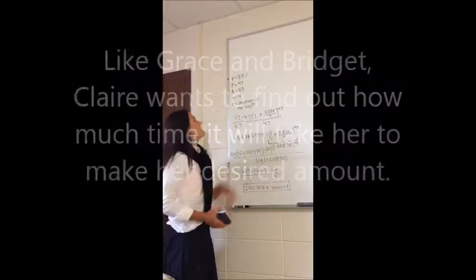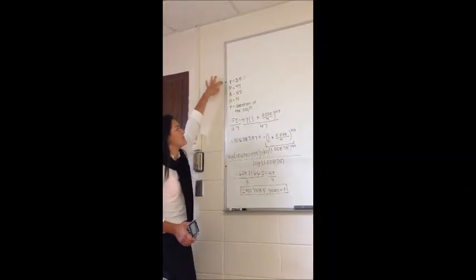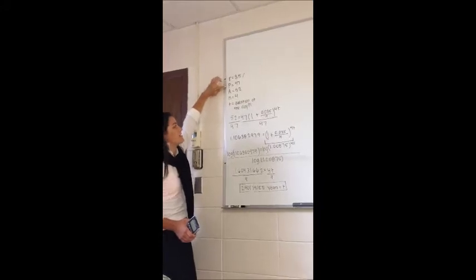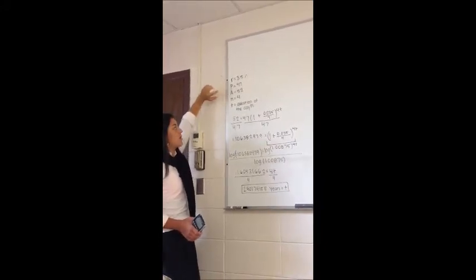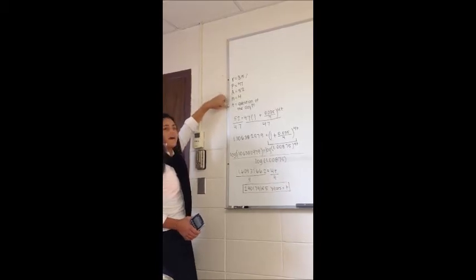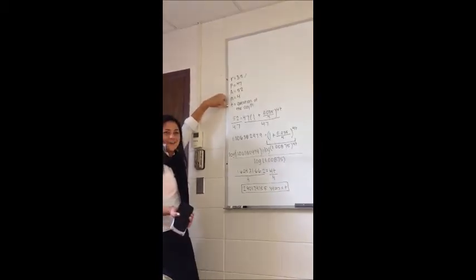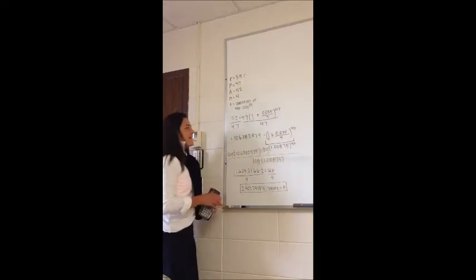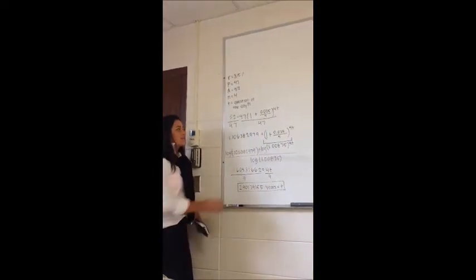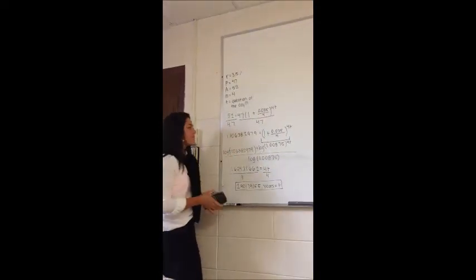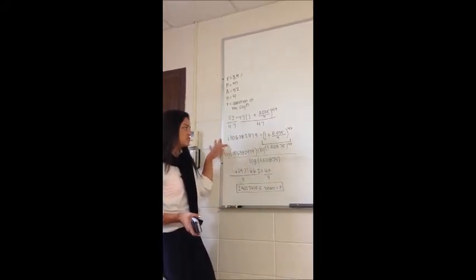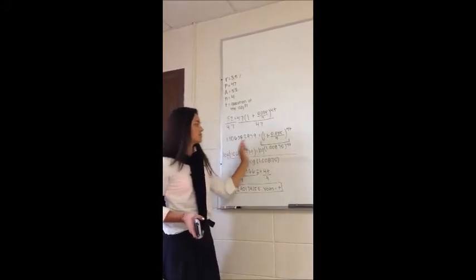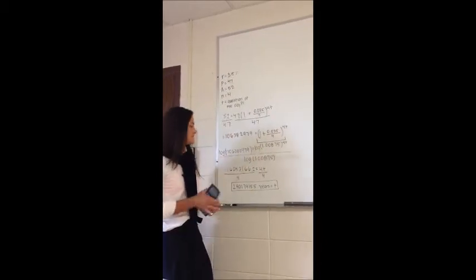Alright, let's see about me. We've got a rate of 3.5%. We've got my initial being 47, my desired 52. I'm compounding quarterly, and the time is the question of the day. So I'm going to start out by plugging everything in. And we're going to divide each side by 47, which gets you a nice 1.106382979 is equal to what was inside the parentheses.